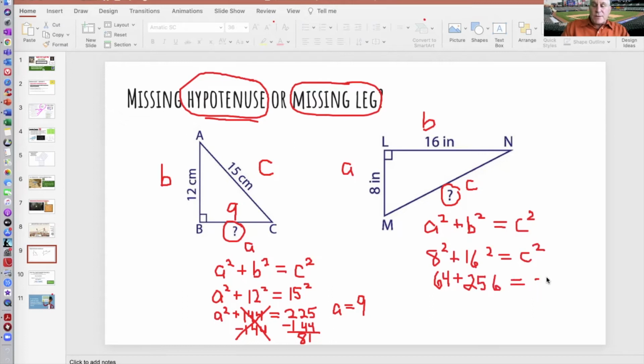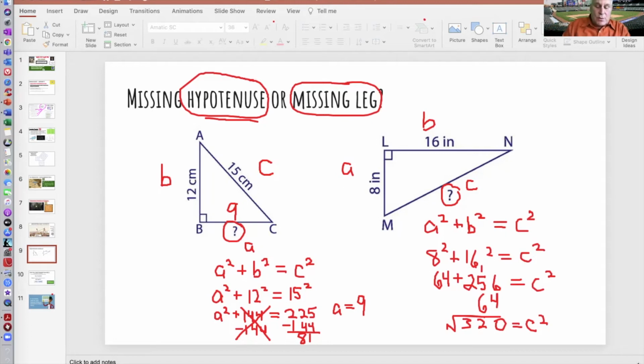Okay, so that equals C squared. But some of them do not come out to an even number. So if you get something like this, 320 equals C squared, you have to take the square root of 320 on your calculator to get C. Go ahead and do that right now and type the answer in the chat.